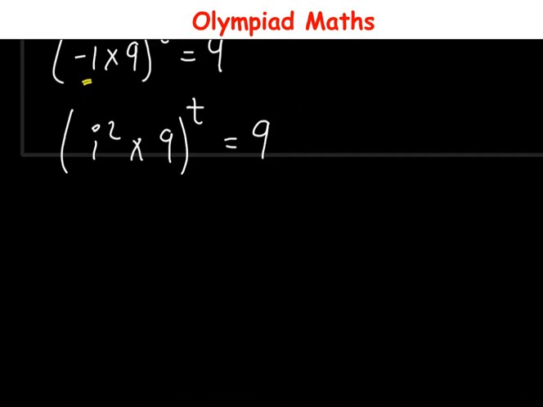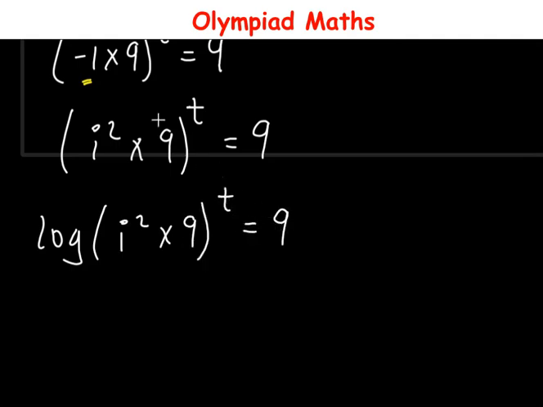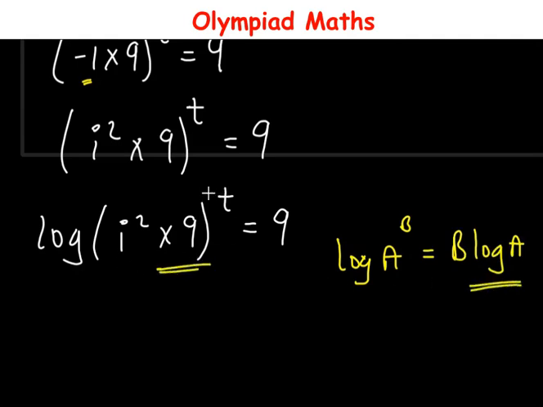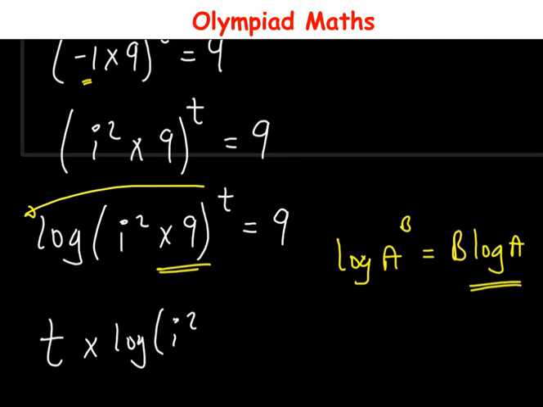From here, the next thing we're going to do is to introduce logarithm to both sides of the equation. So we have log((i² × 9)^t) = log 9. Following this rule of logarithm, that if you have log of a raised to the power b, it equals b times log a. Applying this rule, power t comes here, and this becomes t times log(i² × 9) = log 9.